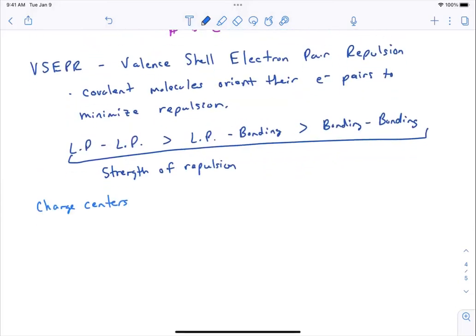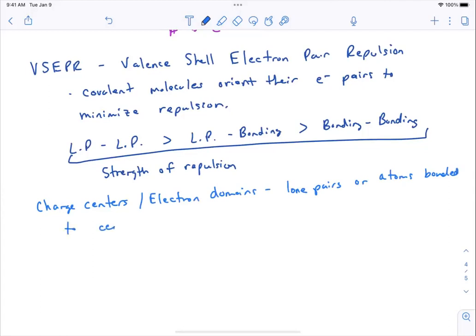If you're higher level, possibly. Charge centers or electron domains. When we say charge centers or electron domains, we want to establish that as any lone pairs or atoms bonded to the central atom. It doesn't matter how many bonds there are between it, it's still one domain. So even if there's a triple bond or double bond, it's still one domain. One atom is bonded to it, and that's all that matters. So when you look at a Lewis structure, you're going to count the charge centers or domains in that structure to figure that out.